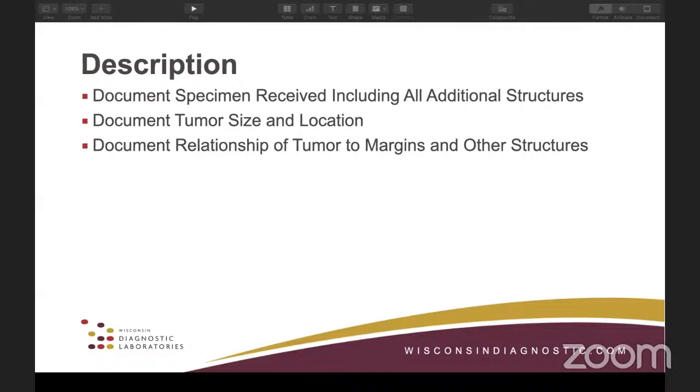All right, moving on to the next concept. This is description or gross description. And what you're doing in the gross description is you're documenting the specimen that is received, including all additional structures. You'll measure each structure, each organ separately in 3 dimensions and include all of those. You're documenting the tumor size and the location, and then you're documenting relationship of the tumor to any margins, to any other structures. So there's a lot of information that gets put in the gross description, and much of it is important for staging.